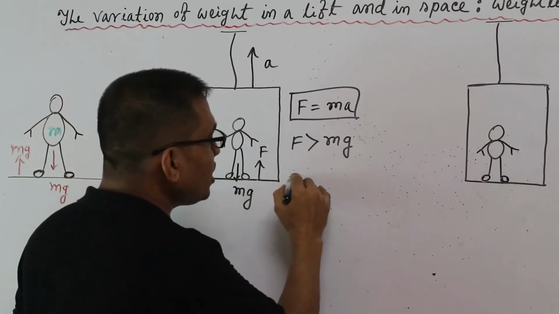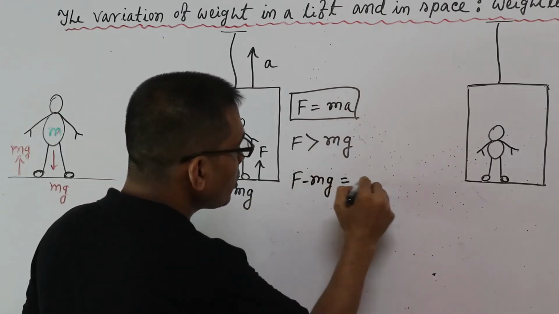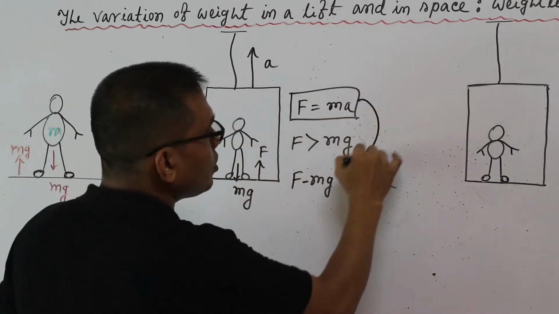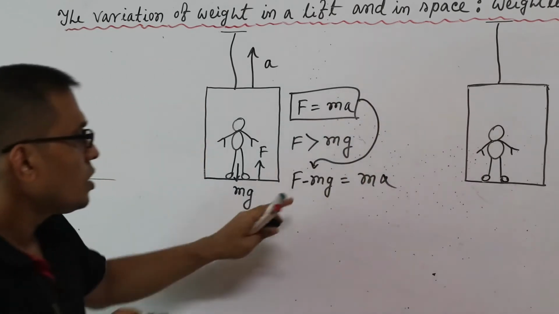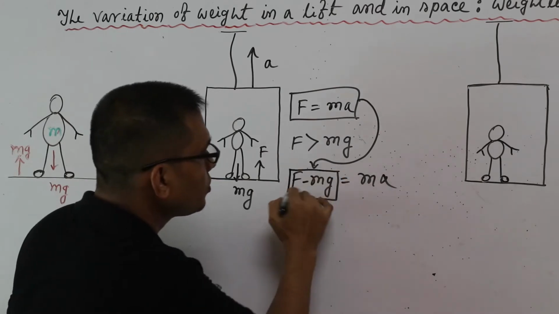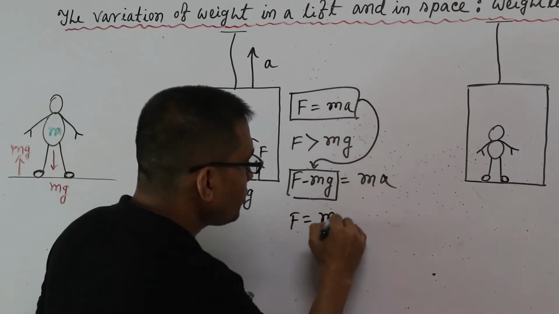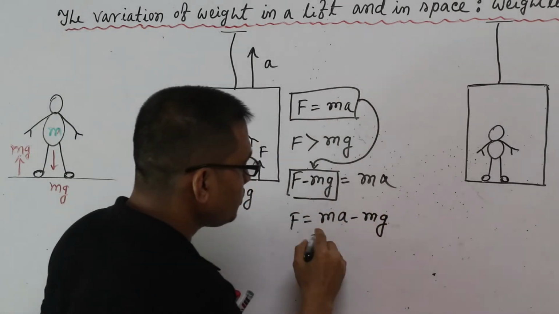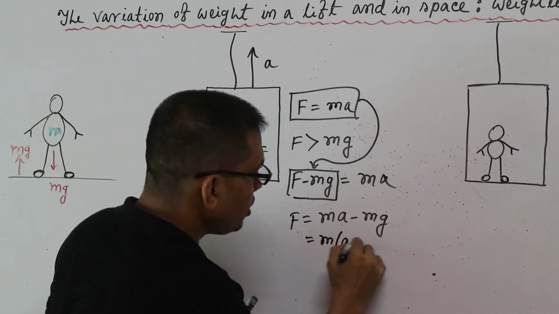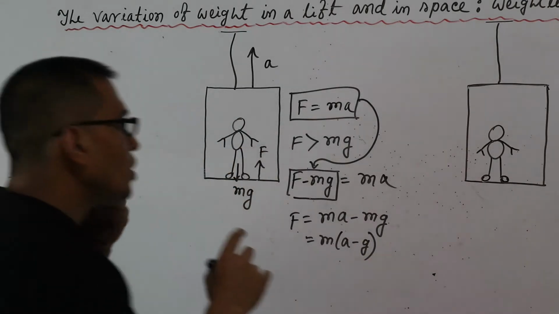Here we can write the resultant force equals ma. Applying this force in this formula, this is the resultant force: F minus mg equals ma. Now we can write F equals ma plus mg, that is F equals m(a plus g) at the time of lifting up.